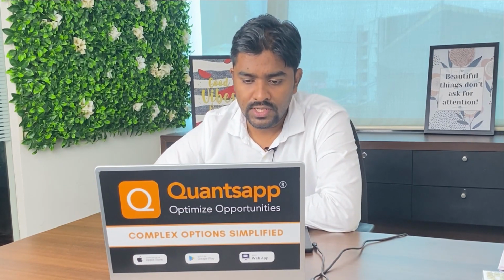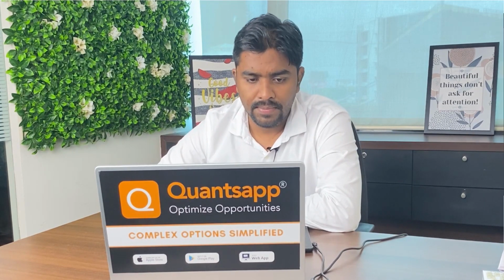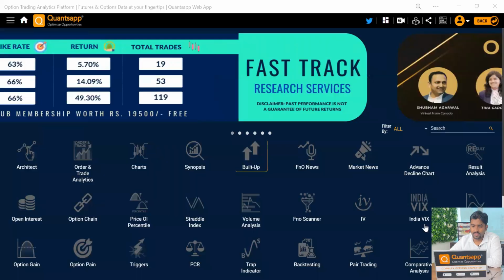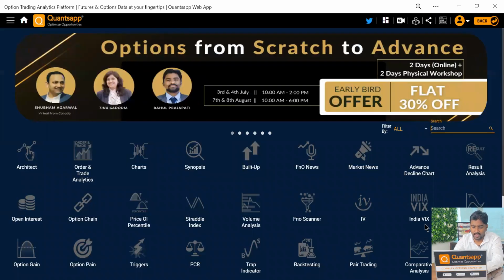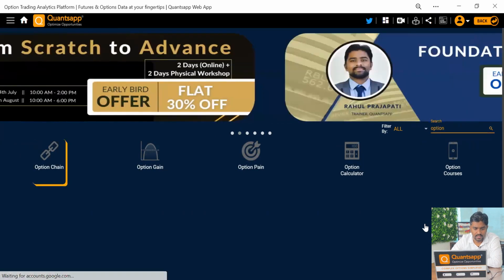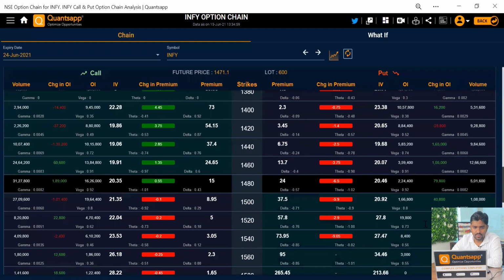First of all, to reach that point, we need to open our Quants app. Here, we need to find the option chain, so you can write option chain here. When we write the option chain, we click on this. Okay. So first of all, there are two columns here you need to see. The first one is the option chain and the second one is what-if analysis. We'll come to this point.